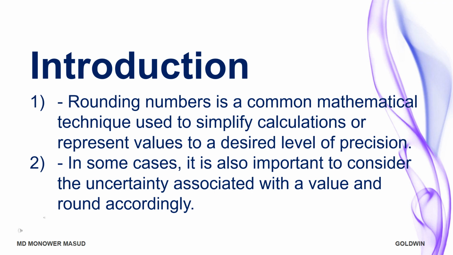Let's dive in. Defining rounding. Rounding refers to the process of approximating a number to a specific place value or digit. It helps us make numbers easier to work with, especially when dealing with complex calculations. There are several rounding methods we can use, such as rounding up, rounding down, and rounding to the nearest digit.